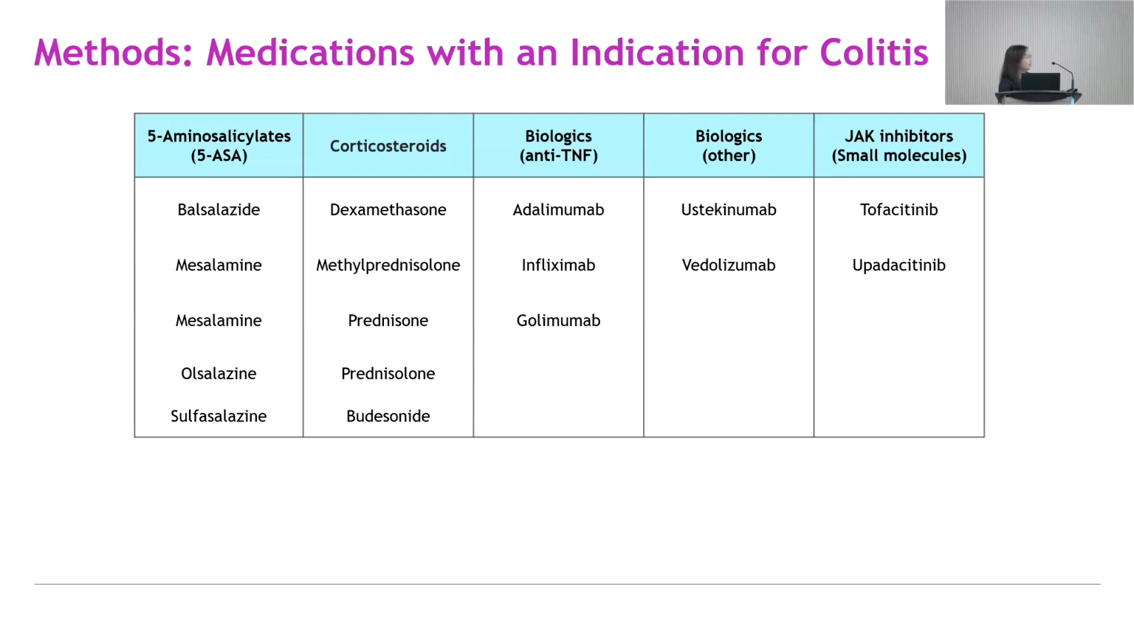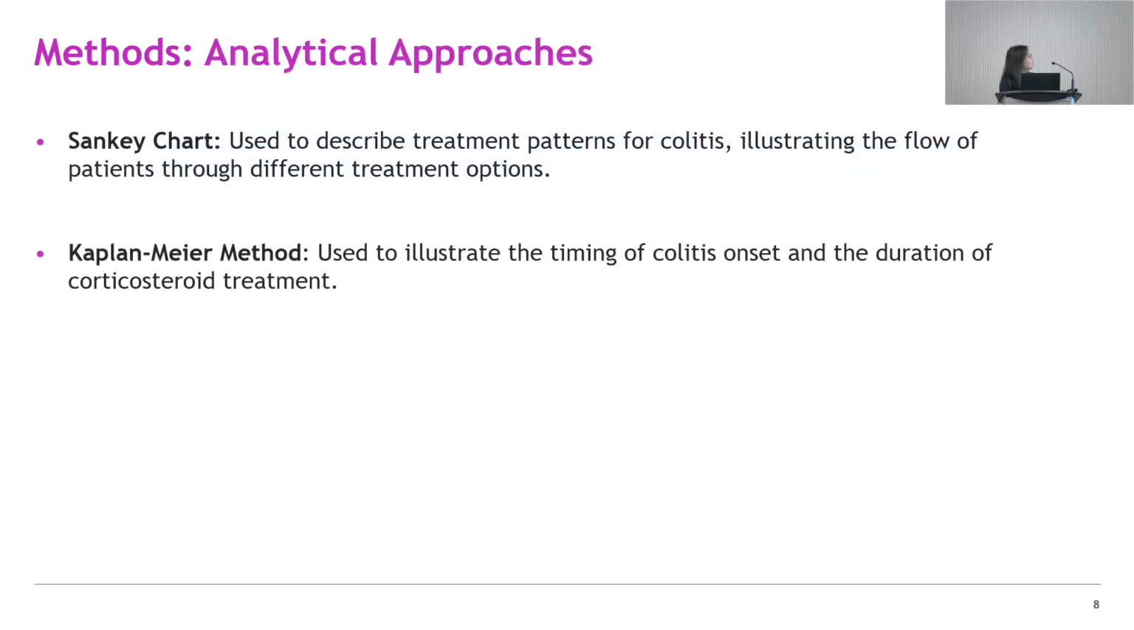Here are the colitis medications we included in this analysis. It includes 5-ASA, corticosteroids, biologicals, and also JAK inhibitors. The analytical approaches we used in this study are the Sankey chart approach and also the Kaplan-Meier method.